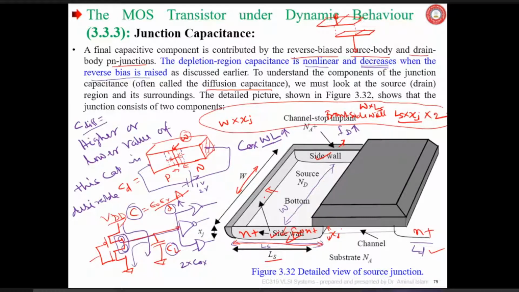And then you have another sidewall, the left side. The area here is W into XJ. Do you understand this? XJ is the depth of the diffusion region. Could you understand? Yes, sir. So W into XJ is this left sidewall area. That is what we have been discussing so far.